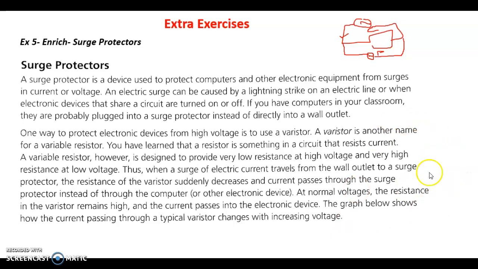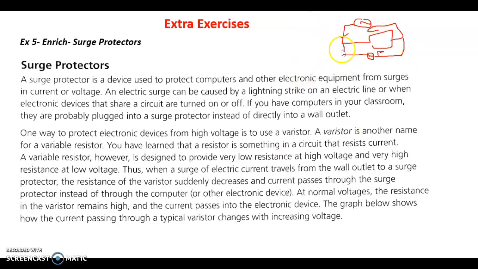Briefly explaining the whole idea here, by using this diagram, suppose that this is the source of voltage and we have here the computer connected in one branch and the surge protector in the other branch. So what happens if this source provides high voltage or high current? In order to protect this computer, the surge protector, which includes a variable resistor, would decrease very much its resistance in order to allow the current to pass through it instead of passing through the computer.